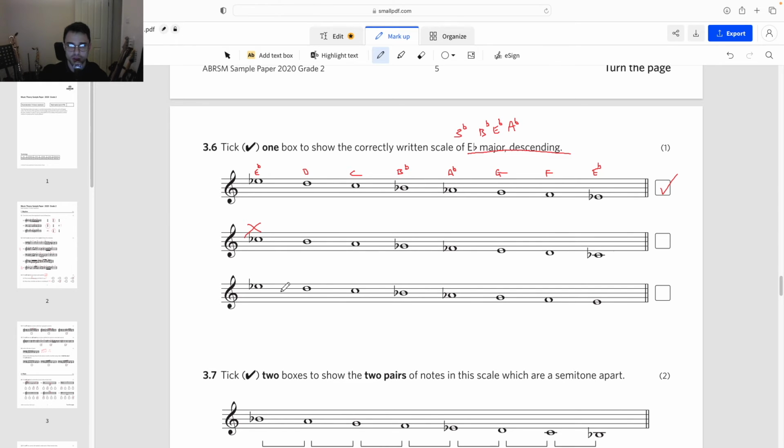What's wrong in this scale though? Let's go in and see. E flat, D, C, B flat, A flat, G, F. That's an E natural. If it had a flat sign before it, it would be fine. But no, this is an E natural. Okay, so the top line is our answer.